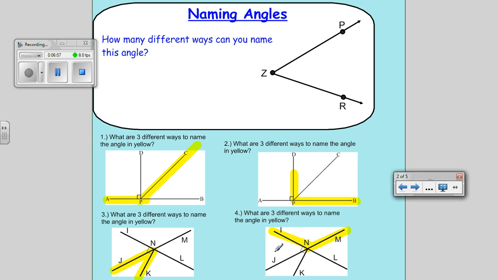Alright. What are three different ways to name the angle in yellow? Now, right here, INM is across from JNL. It could be a vertical angle. Alright. It could be an obtuse angle and an adjacent angle on either side here. And it is a supplementary angle because it's on a straight line either way you look at it. So it is everything but a complementary angle.